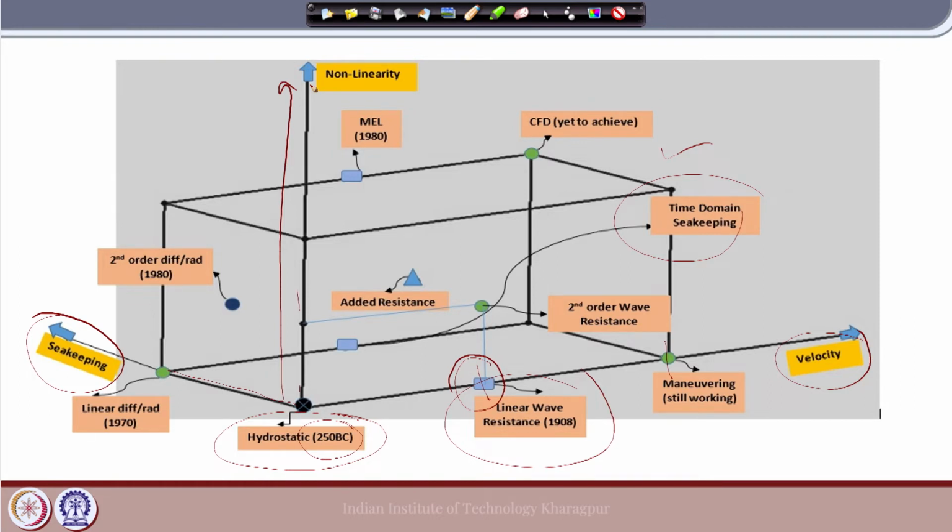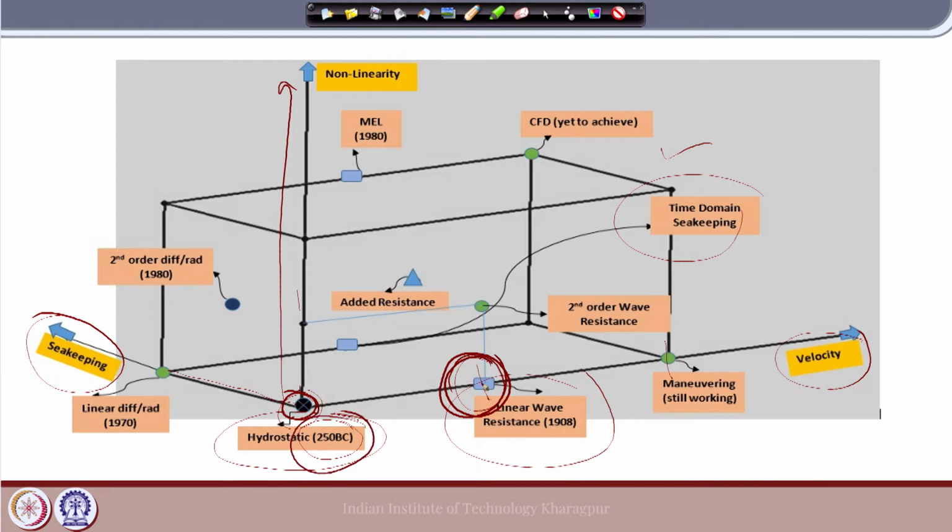Now, let us see where we are. This particular point is basically in this axis. Here at this point there is no velocity, there is no waves, because this axis is also 0, 0, 0. There is no velocity, there is no waves, and there is no non-linearity, and we call it the hydrostatic. And this is how it started in 2500 BC.